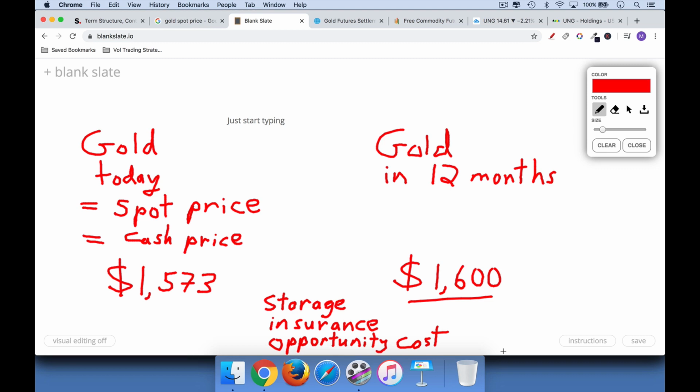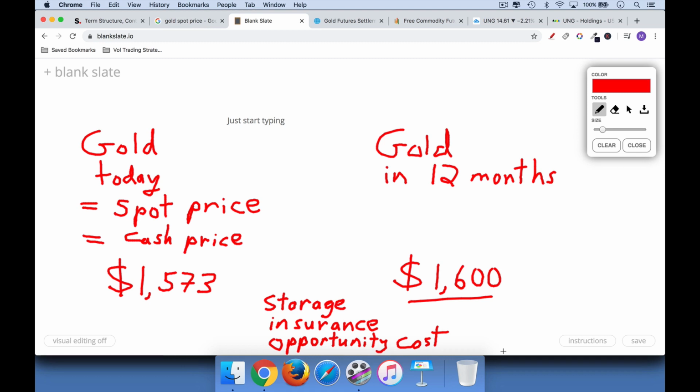What we're saying is you could buy gold today for delivery today, the spot price, or you could buy gold for delivery in 12 months from now. We're not saying what you're going to pay in 12 months from now for gold, but what you're going to pay today to have gold delivered to you in 12 months from now. And you can see that gold 12 months from now is a little bit higher. It's at $1,600 instead of $1,573, $1,600 per ounce.